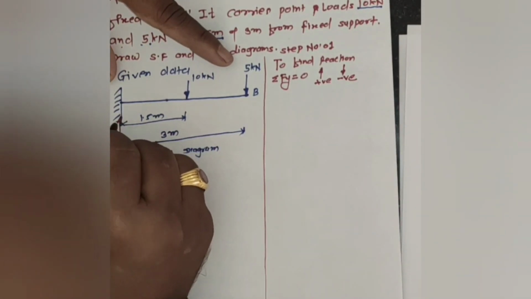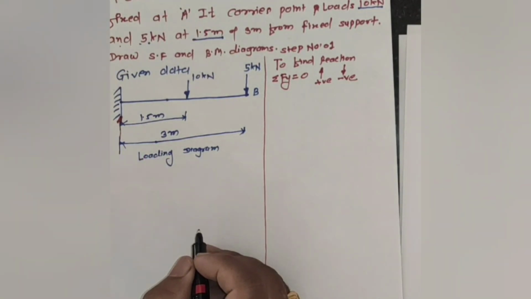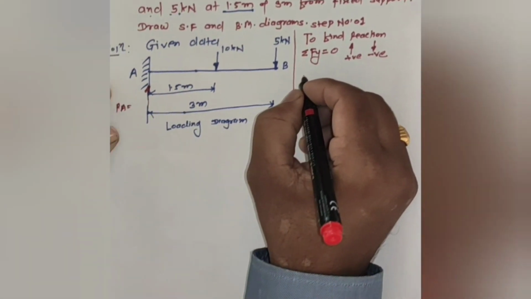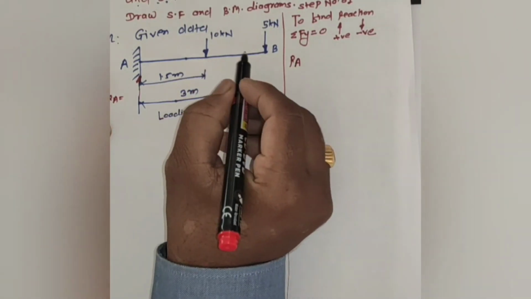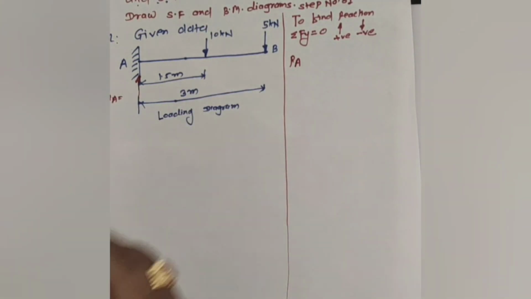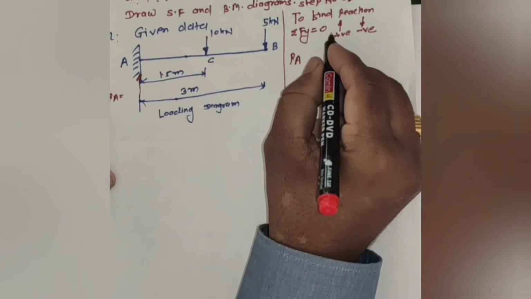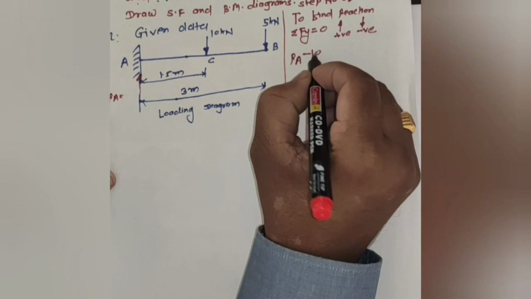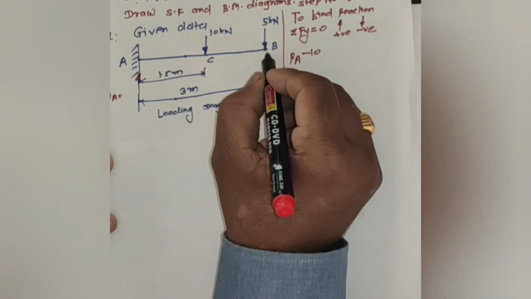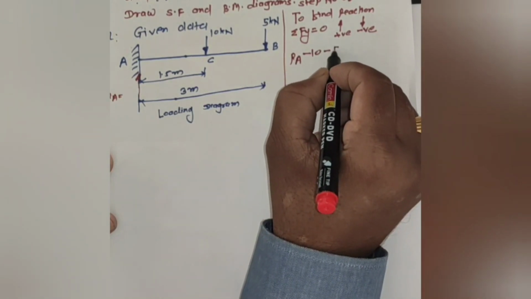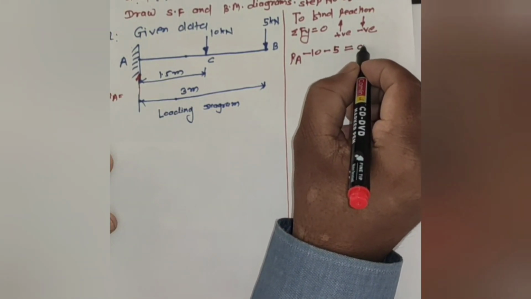If a cantilever beam is there, the reaction at the fixed end is nothing but RA. This at point A goes upward, so take RA as positive. Consider this is your C point. This C point force goes in the downward direction, so take it minus 10. Again, the next point load is at point B. It again goes downward, so take it minus 5, is equal to 0.